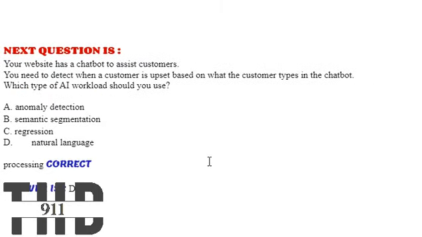Our next question. Your website has a chatbot that assists customers. You need to detect when a customer is upset based on what the customer types in the chatbot. Which type of AI workload should you use? Option A, anomaly detection. Option B, semantic segmentation. Option C, regression. Option D, natural language processing. The correct answer is option D.